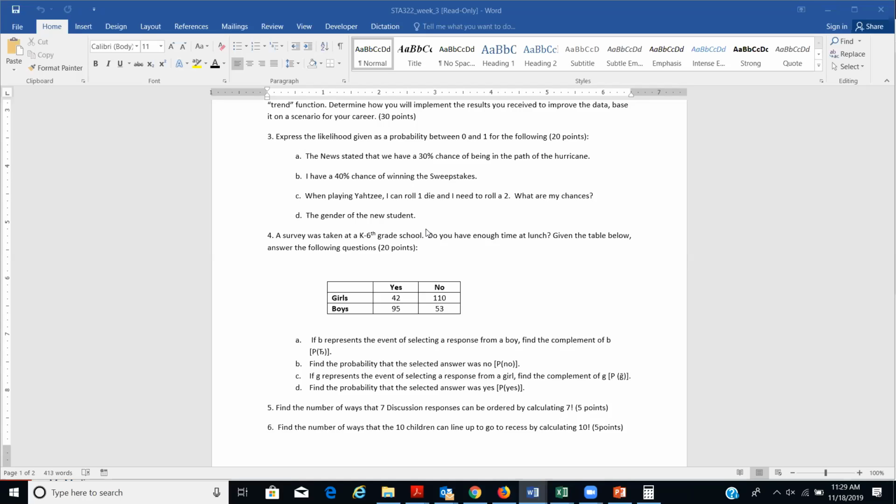The probability that the selected answer was no is simply the total number of no responses divided by 300. And again, this is just randomly selecting, in an unbiased way, one of the responses. So it would be 163 divided by 300.